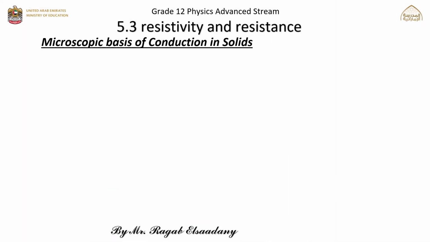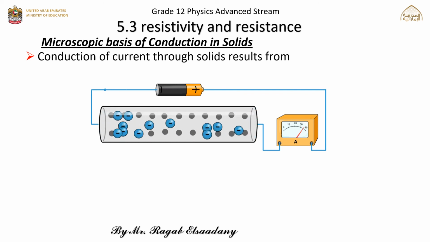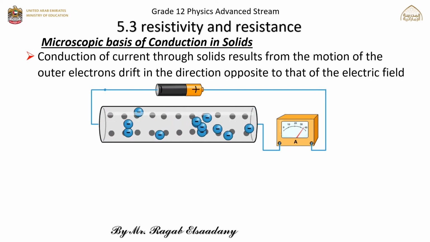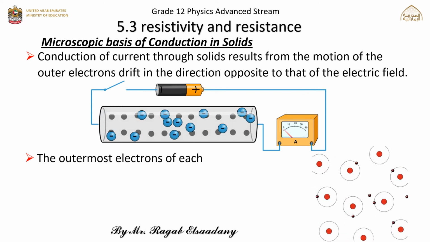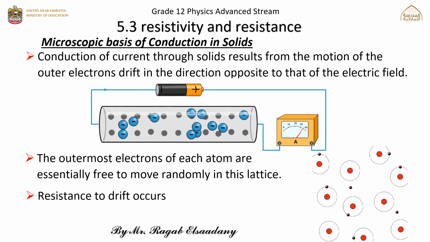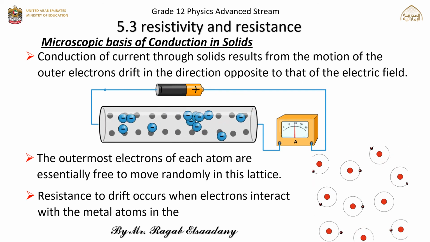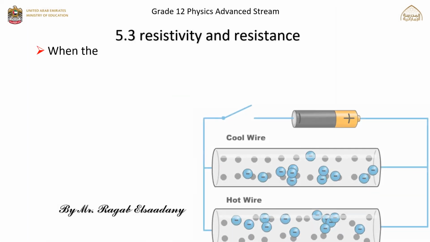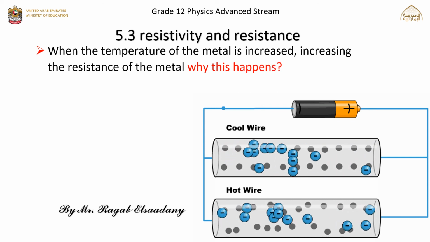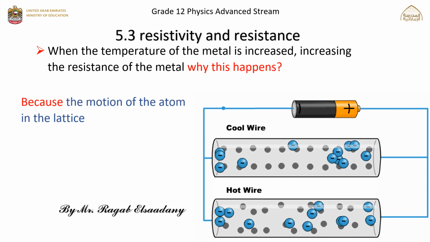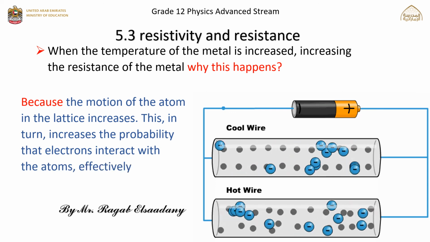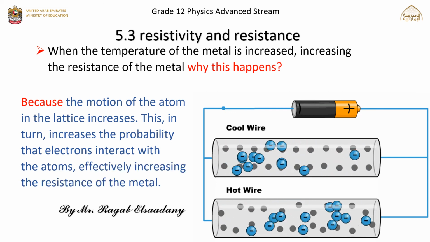Microscopic basis of conduction in solids. Conduction of current through solids results from the motion of outer electrons drifting in the direction opposite to that of the electric field. The outer electrons of each atom are essentially free to move randomly in this lattice. Resistance to drift occurs when electrons interact with the metal atoms in the lattice. When the temperature of the metal is increased, the resistance of the metal increases. Why does this happen? Because the motion of the atoms in the lattice increases. This in turn increases the probability that electrons interact with the atoms, effectively increasing the resistance of the metal.